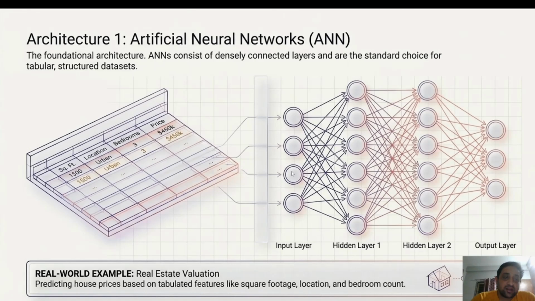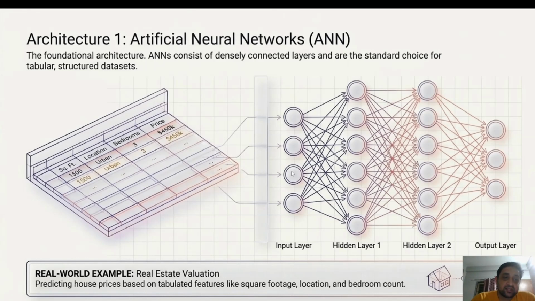ANNs are the standard choice for structured tabular datasets, where data comes in rows and columns and you've already identified your features. A real world example: real estate valuation. Imagine you are building a model to predict house prices. Your dataset has columns like square footage, location, number of bedrooms, age of building, distance to metro. Each row is one house.